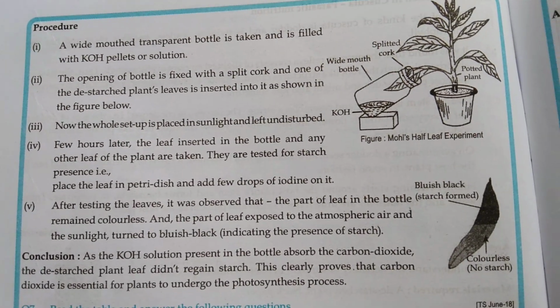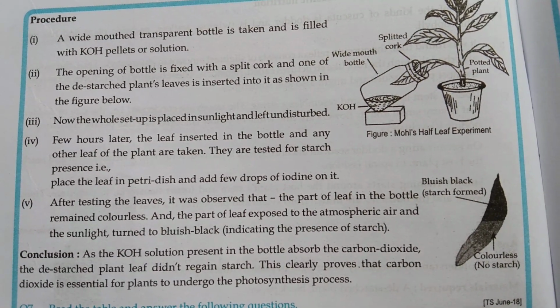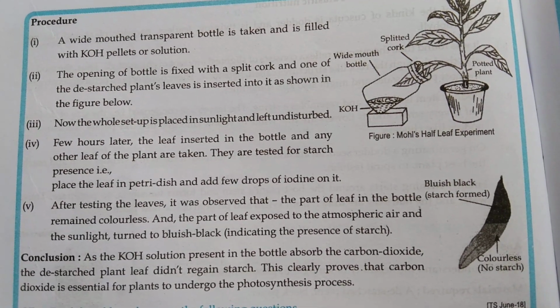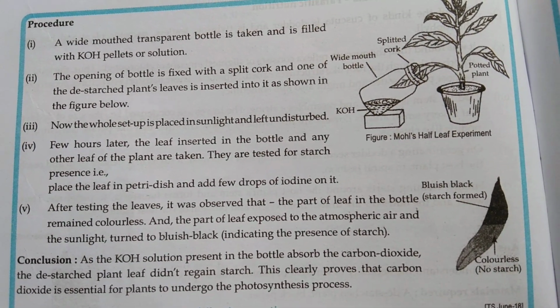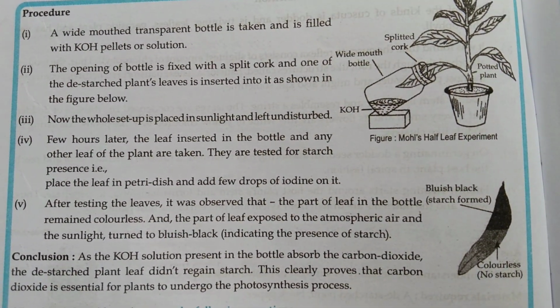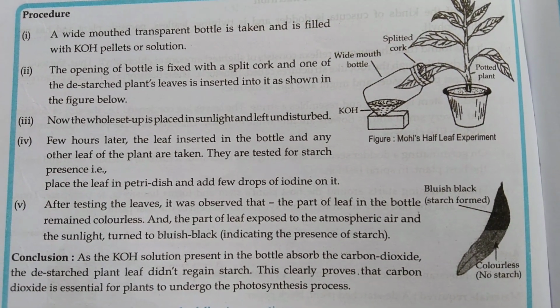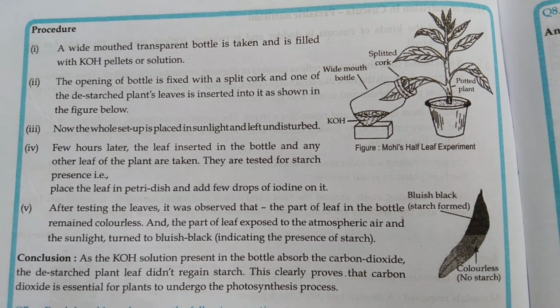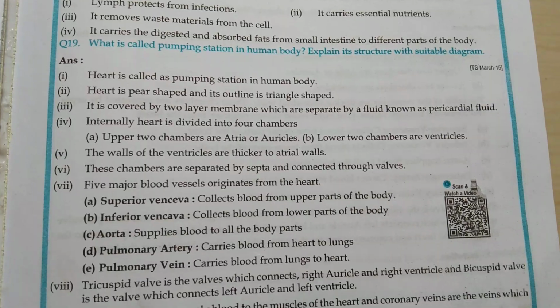So what can we conclude? As the KOH solution present in the bottle absorbs the carbon dioxide, the destarched plant leaf did not regain starch. This clearly proves that carbon dioxide is essential for plants to undergo the photosynthesis process. Children, the diagram is also important.